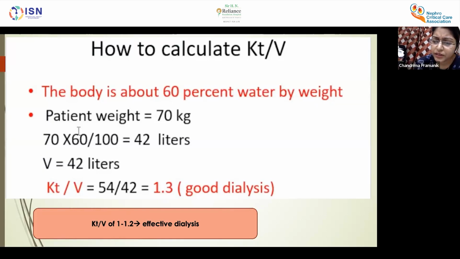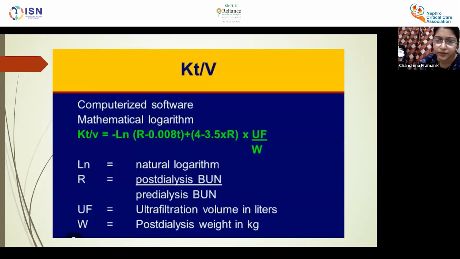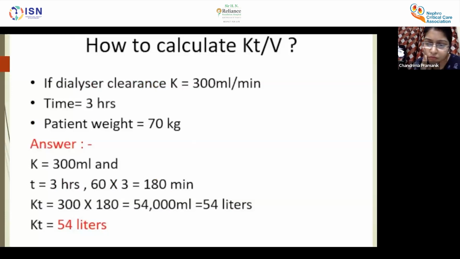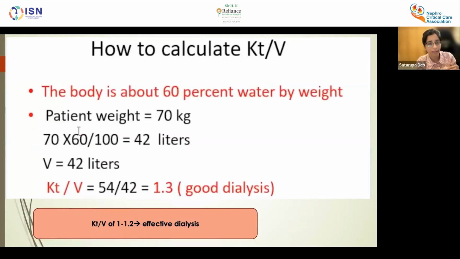Ma'am, if we consider the weight of the patient, there is also this one. So you have to understand what is V. Can you go back to the previous slide? Yes. So V is the volume of distribution of urea. In the actual body weight, you will have to take 60% in the case of male. In a case of female, you will have to take 50% to get the total body water, right?